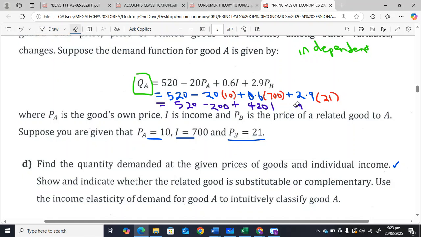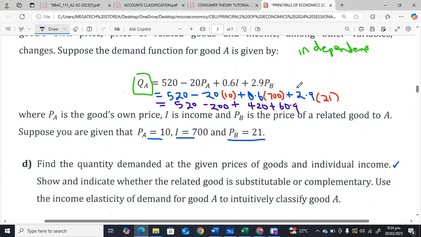Whoever gives a wrong value, colleagues, please point them out. You say that six what? 62.9. 2.9 times 21. I thought we'd get something in the 40s since 20 times 2, but anyway, that point nine has changed things. So yeah, 60.9.